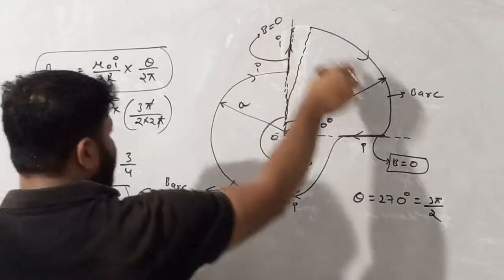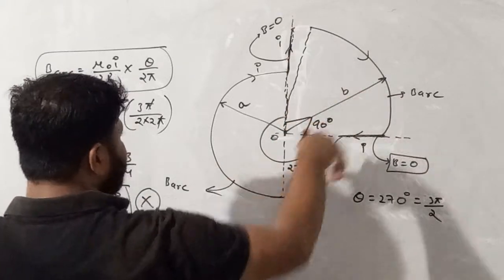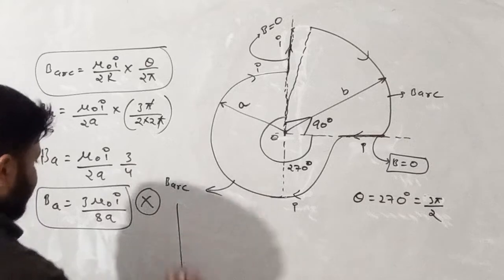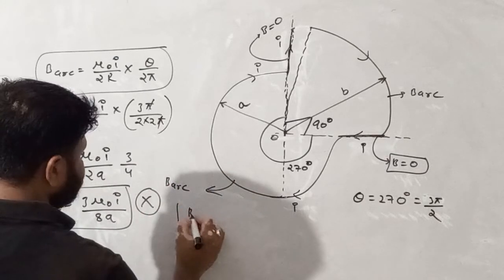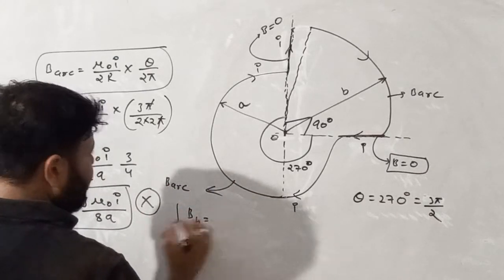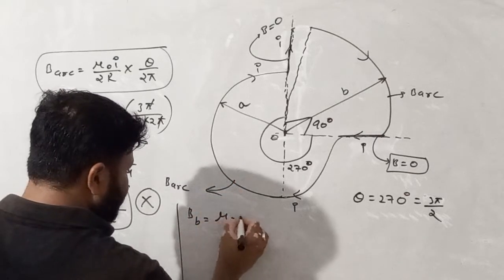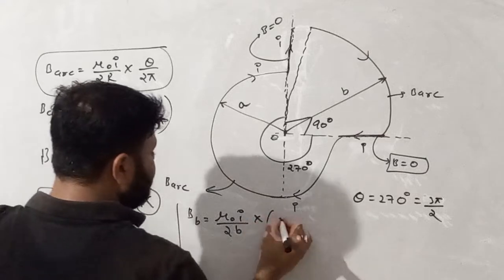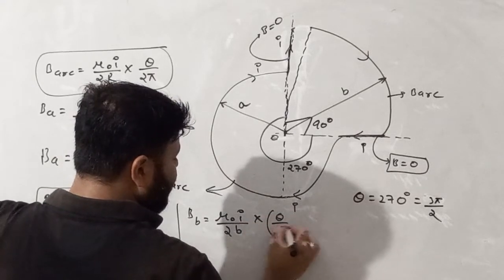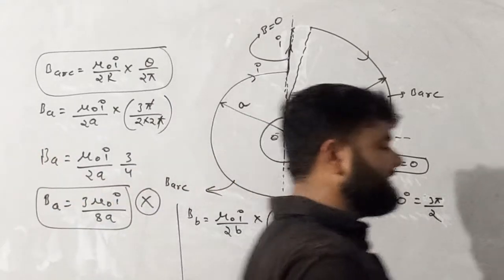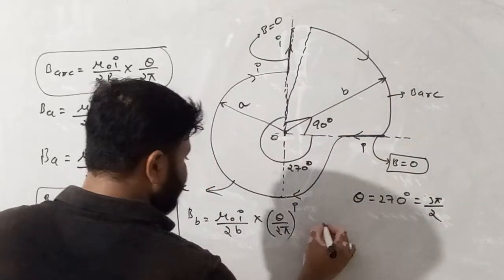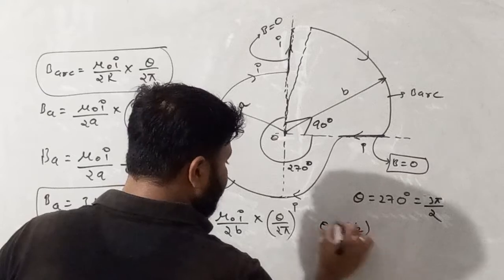Similarly, find out the magnetic field due to this arc. Due to this arc, magnetic field is again inside. So we can write magnetic field due to the b radius arc as mu naught I by 2b, because the radius is b, into theta by 2 pi. Here theta is 90 degrees. 90 can be written as pi by 2. So in this situation, theta is nothing but pi by 2.